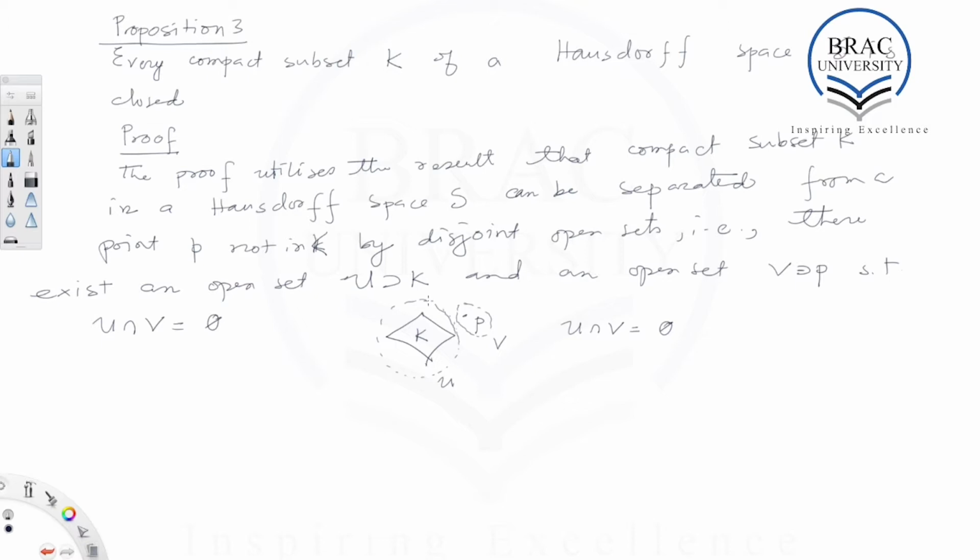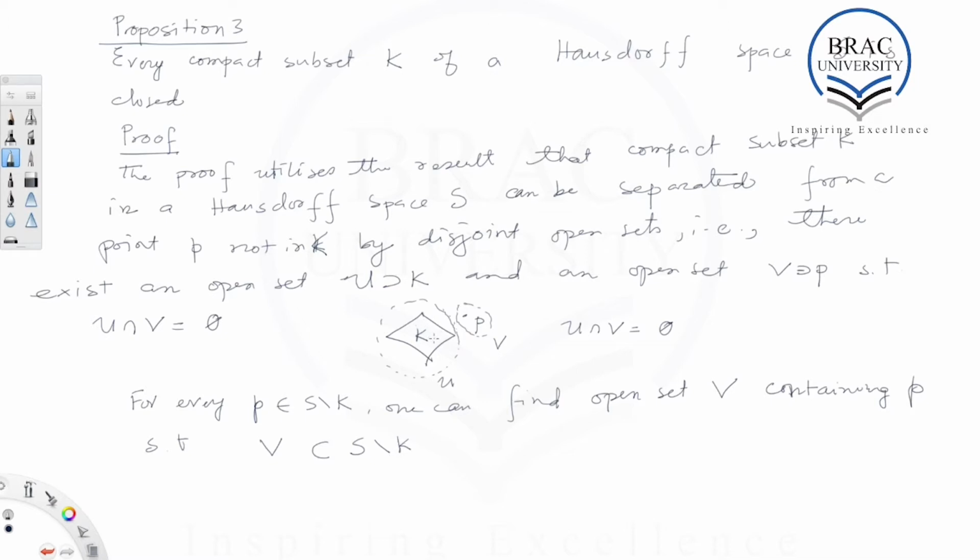Okay. So according to this result above, for every point P in S set minus K, which means that P is not in K and P is in S, one can find an open set V containing P such that V is contained in S set minus K, which means that V is not intersecting K.